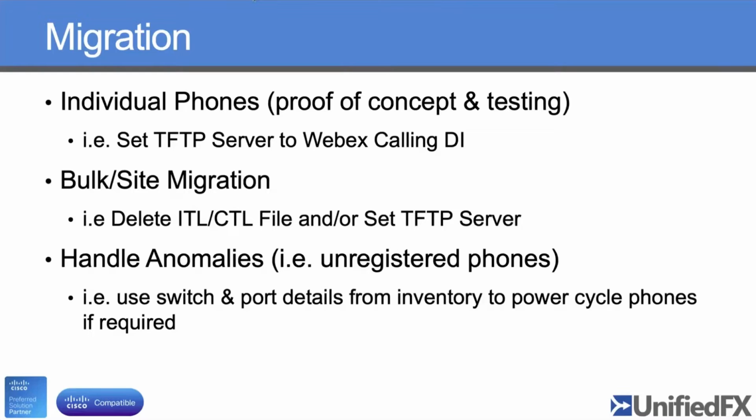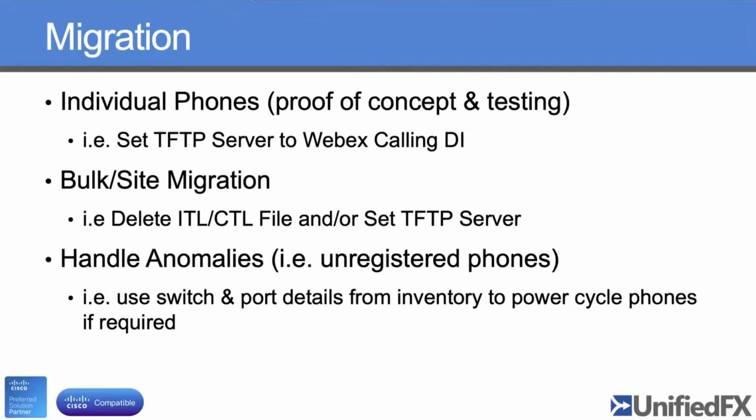That means you can selectively move those phones over, test them, do whatever you want, and then once you're confident and happy, you can do the rest of them, your bulk or site level migration, which would either be deleting ITL files, which I'll talk about a bit more in a minute, or setting the TFTP server. You can do that en masse as well if you want to bypass any of the DHCP option 150 dependencies that you'd normally have to deal with. But again, I'll talk about that in a bit more detail.